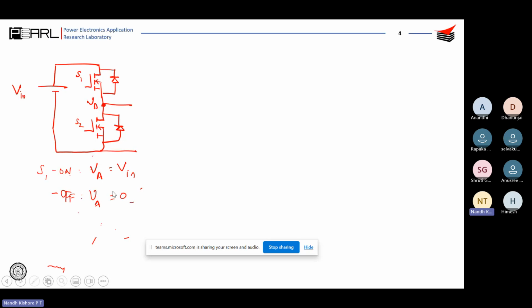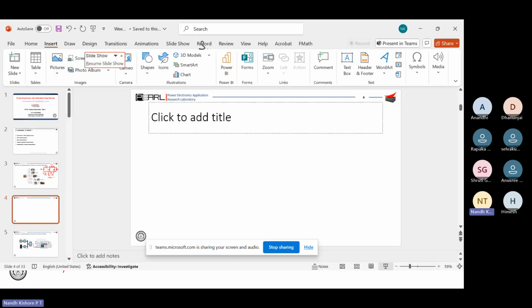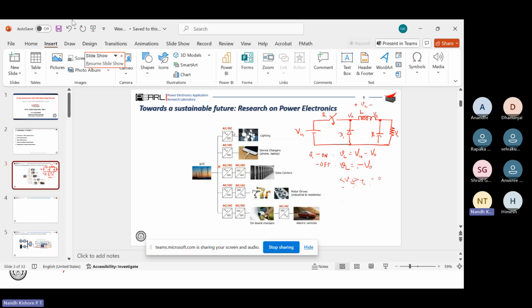So let's say I turn on S1, turn off S1, right? Turn on, turn off of S1 continuously. So let's say the gate pulse of S1 varies something like this, correct? This is how my gate pulse of S1 varies.